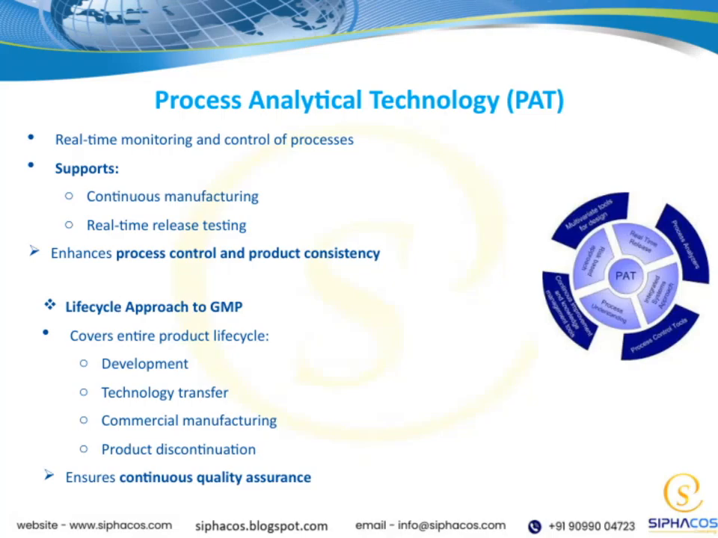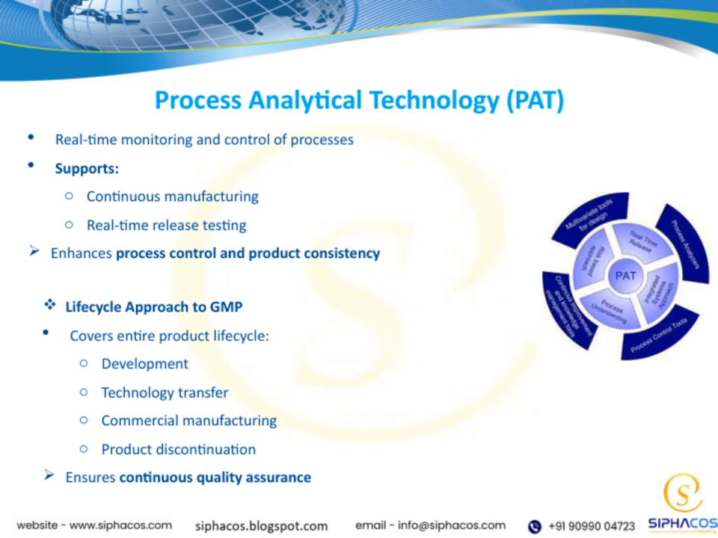Let's take a closer look at the lifecycle approach to GMP. This approach covers the entire product lifecycle, starting from development, moving through technology transfer, then on to commercial manufacturing, and finally product discontinuation. The goal here is to ensure continuous quality assurance throughout each phase. By focusing on the full life cycle, we can maintain consistent quality and address issues proactively.